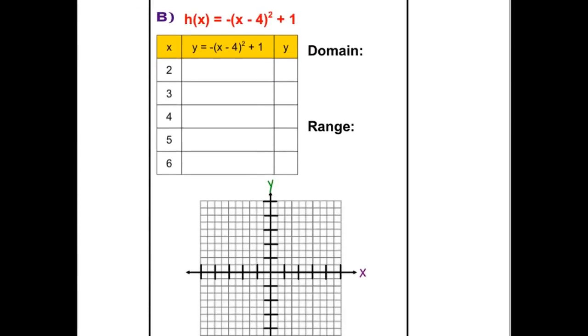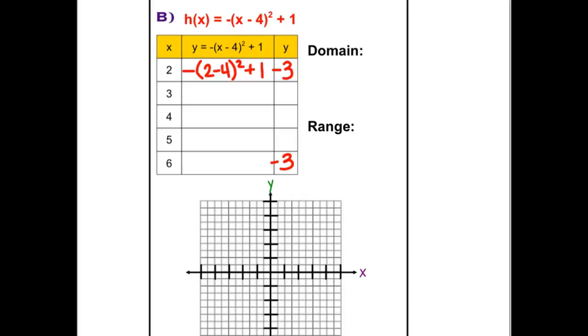Here we got one that's a little bit different. Now we got it in vertex form. We've seen vertex form before, but we're not going to look at it in the same fashion. So this negative is on the outside. Negative (2 minus 4) squared plus 1. So that means we take 2 minus 4, which is negative 2. We square it, which is positive 4. Make it negative again. So negative 4 plus 1 is negative 3.